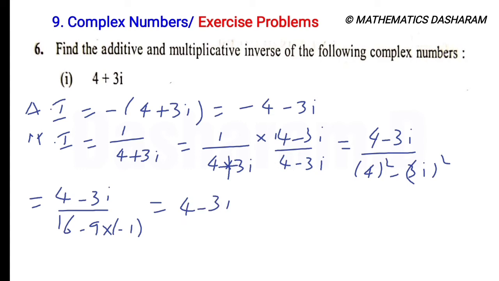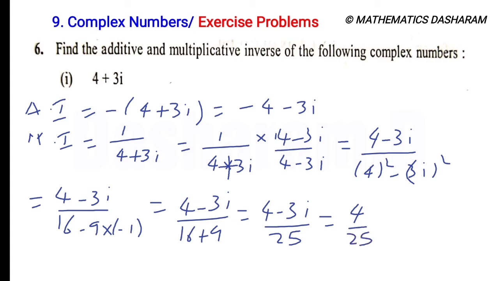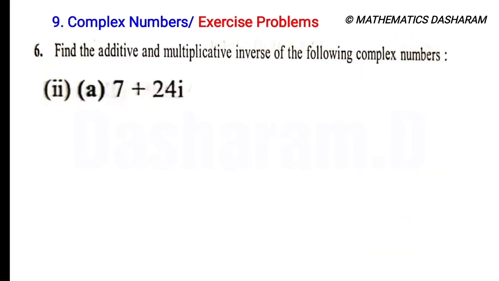So 4 minus 3i divided by 16 plus 9, 25. So now split into two fractions. So 4 by 25 minus 3 by 25 into i is the multiplicative inverse of 4 plus 3i. Second bit A problem: 7 plus 24i. So the additive inverse of 7 plus 24i is minus of 7 plus 24i. So it is equal to minus 7 minus 24i.